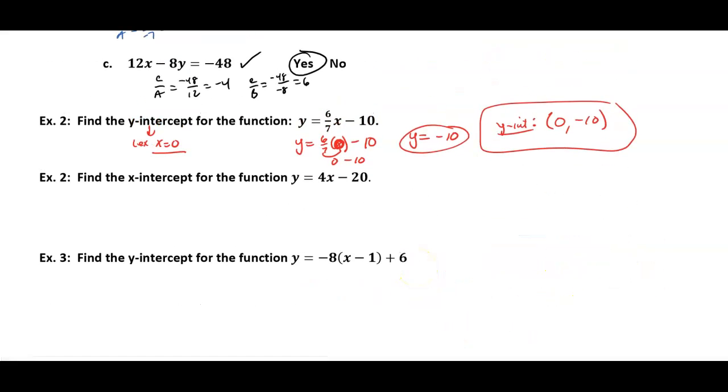The next one: find the x-intercept for the following equation. Now the x-intercept, what do we do? We let y equal 0. So I'm going to come over here and plug 0 in for y.